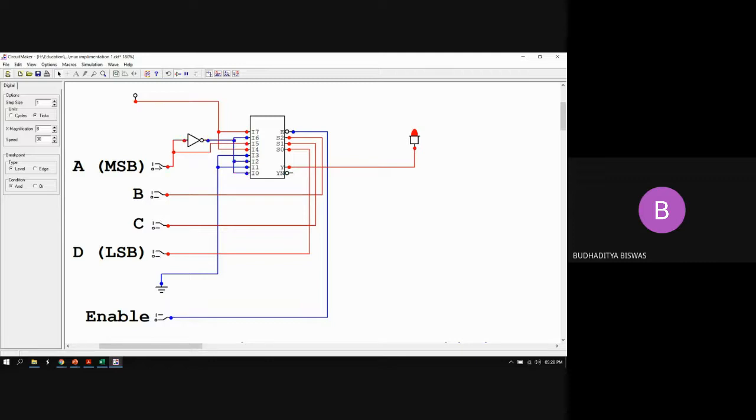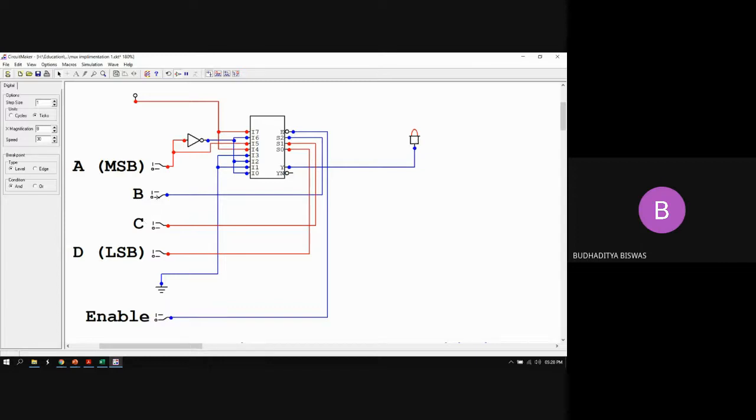8 means 1, 0, 0, 0. So 8 should not be there, so the bulb is not glowing. Then I give 9. 9 should not be there also. Then I give 10. 10 should not be there. Then I give 11. 11 also not there. So the bulb is not glowing.